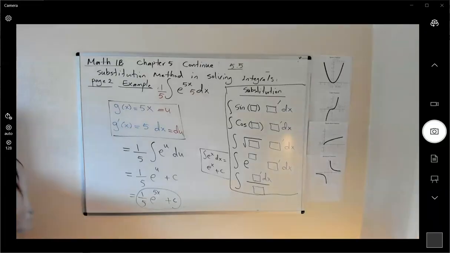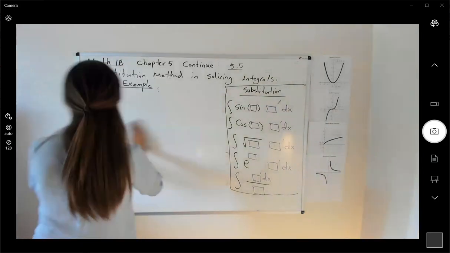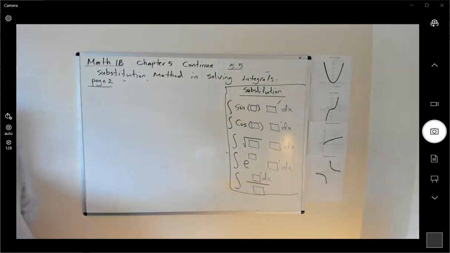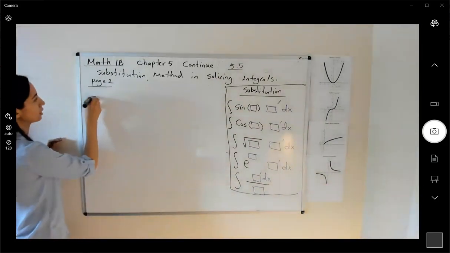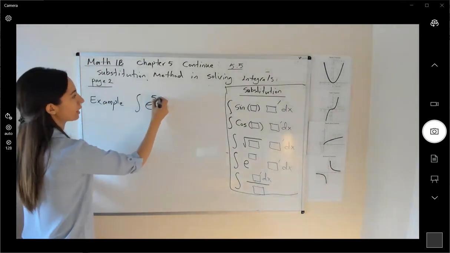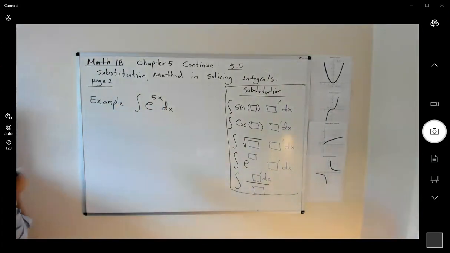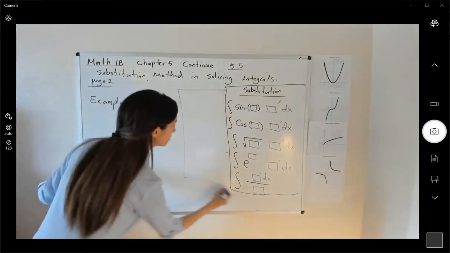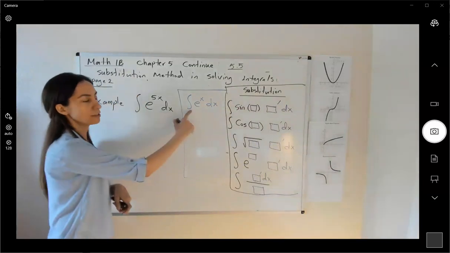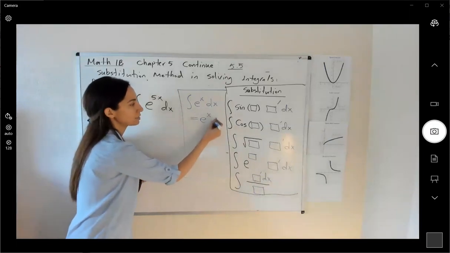Okay, so let's explain this one more time. This example says you have the integral of e to 5x dx. So what's the difference between this and the integral of e to the x dx? The integral of e to exponent x is equal to e to x plus c.